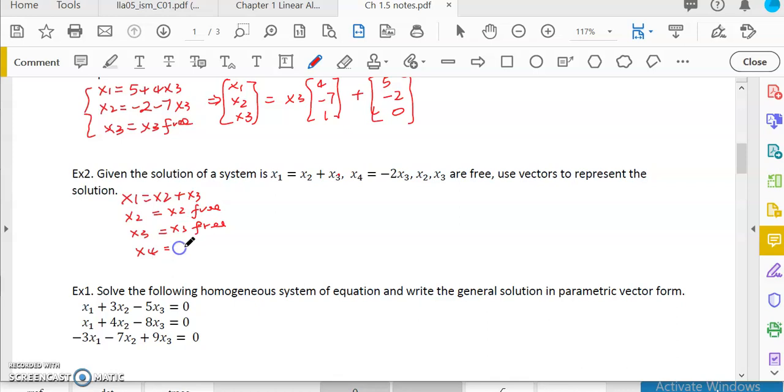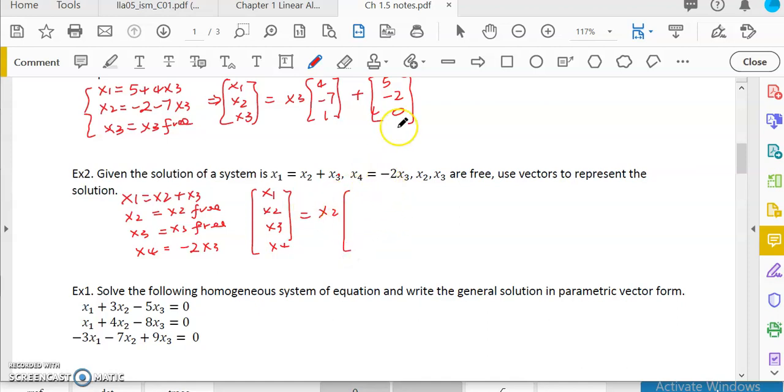x4 is negative 2 x3. That's it, right? So how would I write it in a vector form? I would write it as x1, x2, x3, x4 as a vector. And then which one is free? x2 is free. I pull it out.